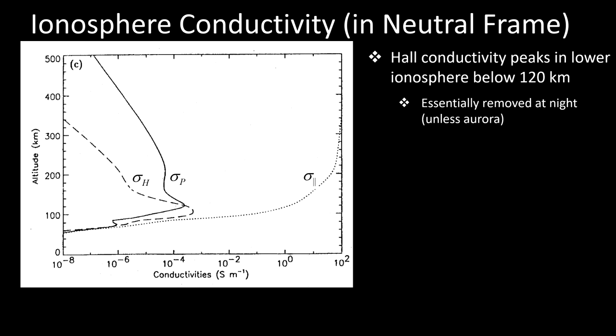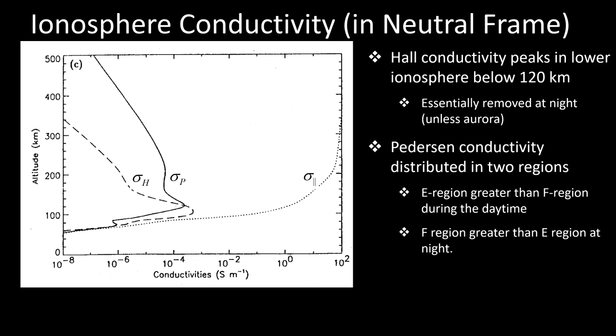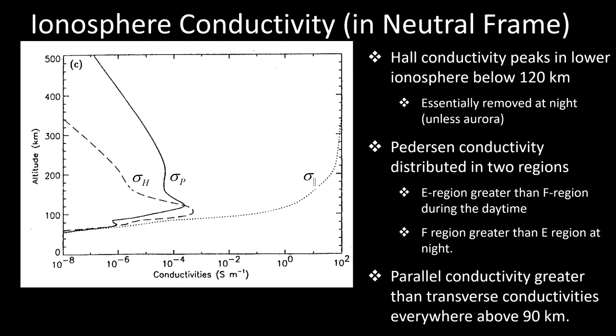And so we get our typical descriptions of Hall conductivity peaking below 120, and Pedersen conductivity. A lot of this behavior is related to the electron density, as you can see. But there's also a neutral density contribution to describing these that needs to be accounted for as well, which we don't have a good measure of, and we usually use MSIS or something like that to provide us with a description of the neutrals.